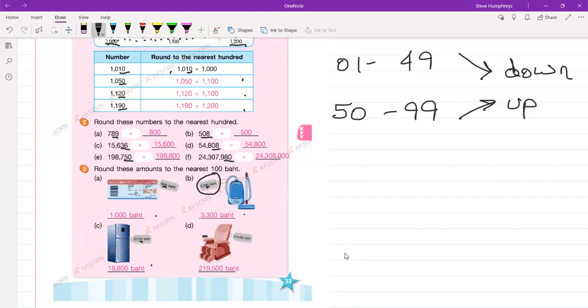Last one is one of these easy recline massage chairs, very expensive. Last two digits, 65. 219,465 baht. Round that amount to the nearest 100. Write your answer in baht. Okay.